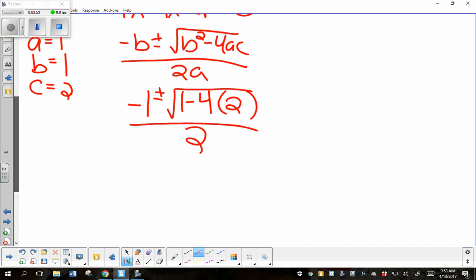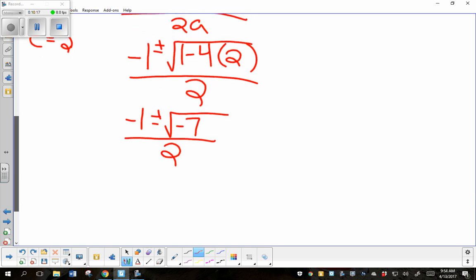All right, let's simplify a little more. So we've got negative 1 plus or minus. What's going to be in here? Negative 7. Good, because we got 1 minus 4 times 2, which is 8. So we've got negative 7 in there, all over 2. So maybe we could do a couple simplifying things at once.